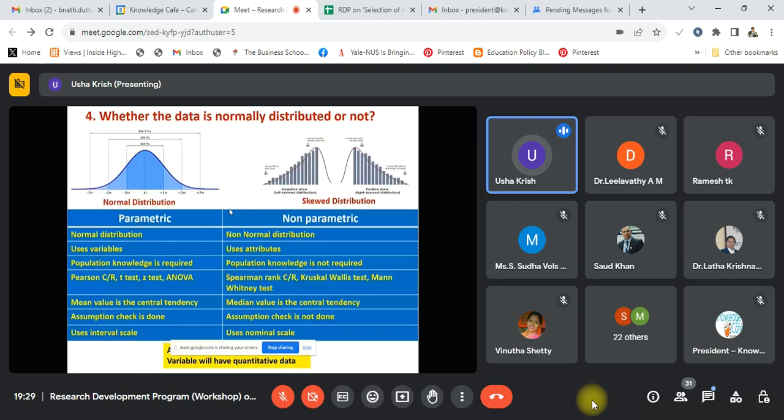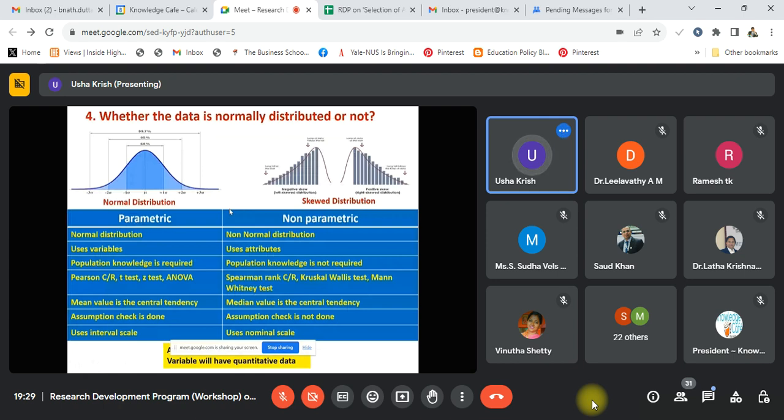Parametric test uses variables, whereas non-parametric test uses attributes. We all know that a variable will have quantitative data and an attribute will have qualitative data, like yes/no type of data. Now, what do you mean by yes/no type of data? Just now I gave an example: how many married, how many not married. That is called an attribute.